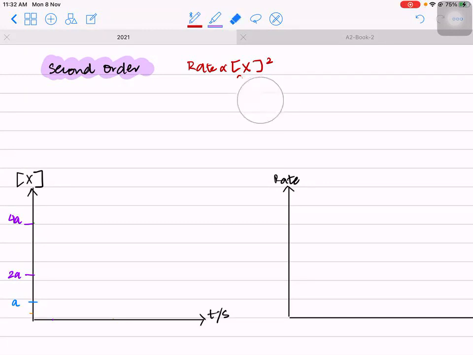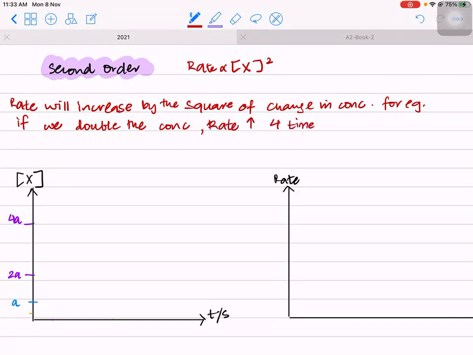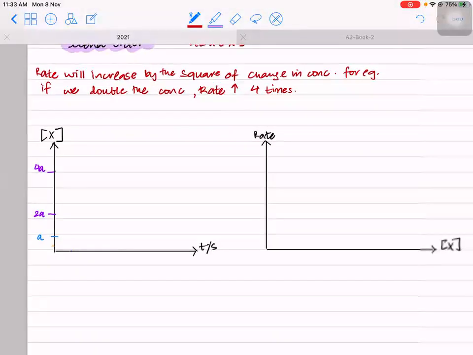So can we say that second order means that the rate will increase by the square of change in concentration? For example, if we double the concentration, the rate will increase 4 times, because it will increase by square of 2. Is that clear? Now again, let's see the two types of graphs.